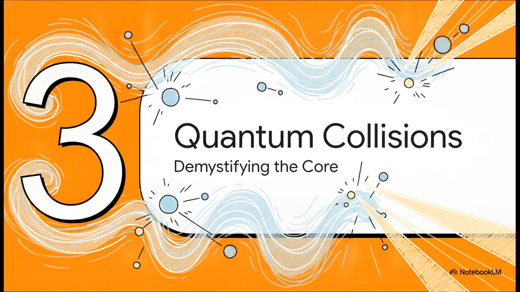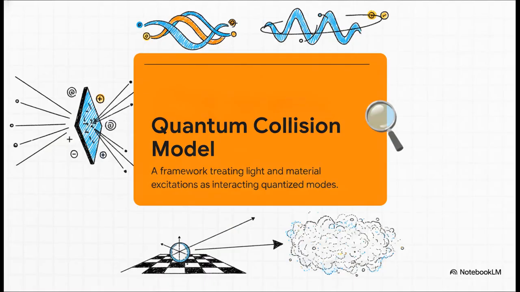Section 3, Quantum Collisions Explained. Let's demystify the core solution. So how do we fix this? The researchers propose a quantum collision model. They're actually combining classical ray tracing with this quantum model to explore coherent light-matter interactions. Instead of treating light as just a simple digital ray, this novel shading framework treats both the incident light and the material excitations as tiny, interacting, quantized modes. They are literally shifting away from classical physics entirely just to capture the true, microscopic reality of what happens when light hits a surface. It completely changes the foundation of how we simulate reality.